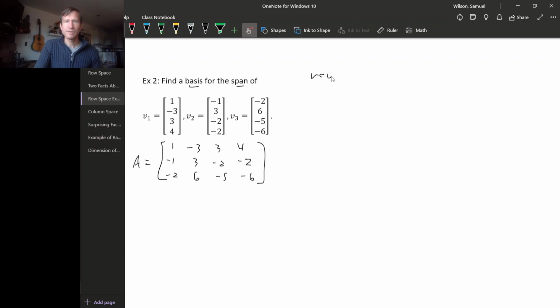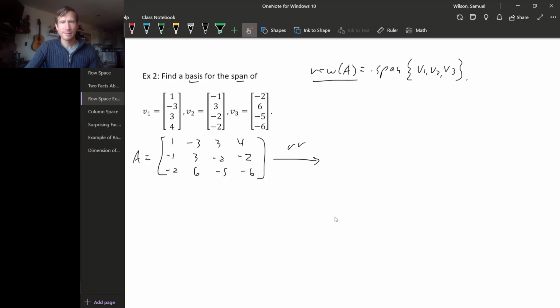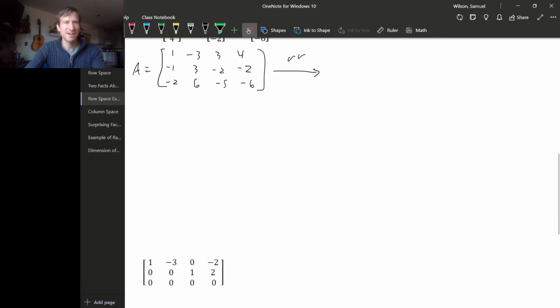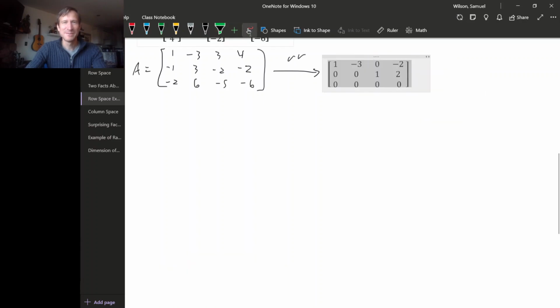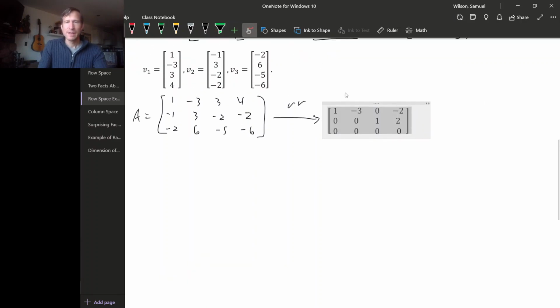So the row space of A. We've arranged things so that the row space of A is the span of V1, V2, and V3. So to find a basis for this, just do row reduction. And I have the result down here. So now that we have this row reduction, we can write down the basis.